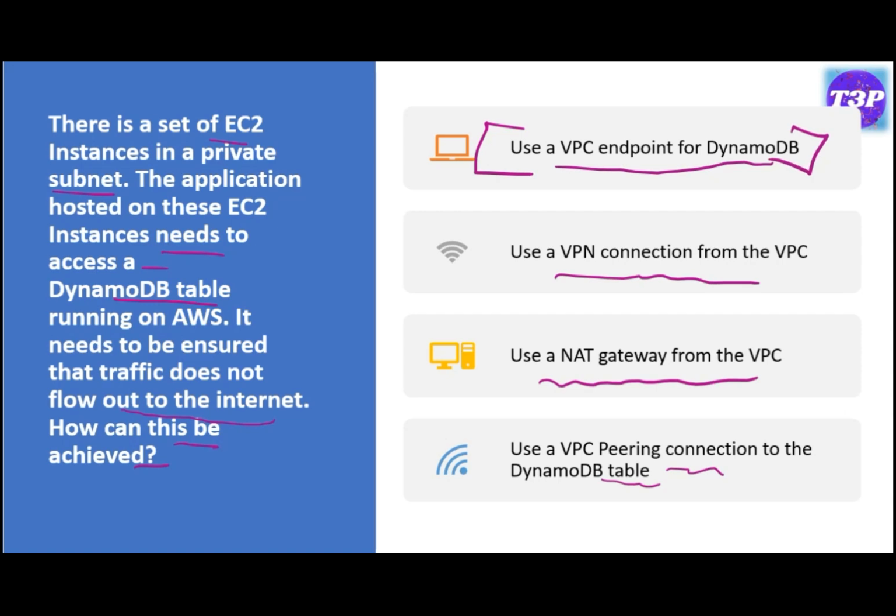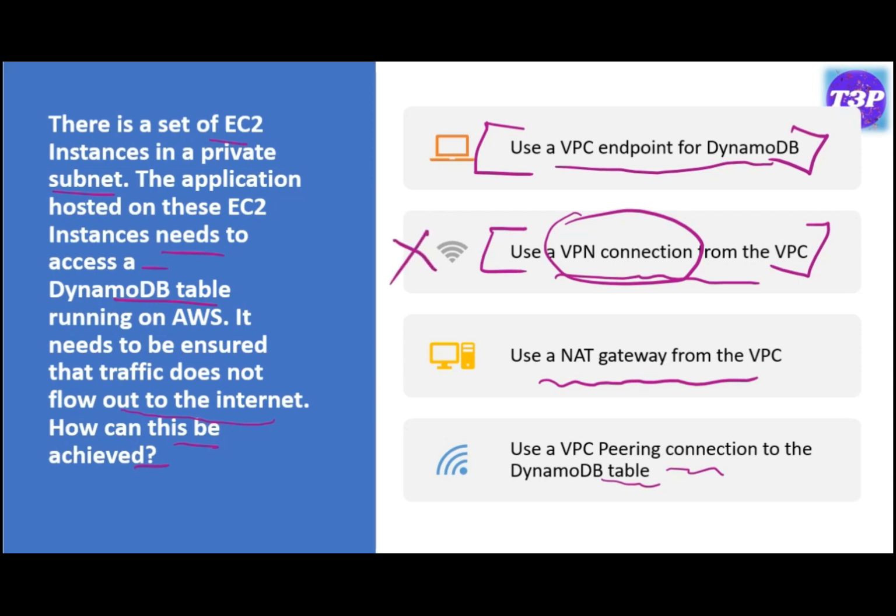Let's talk about the other options also to understand this question better. The option use a VPN connection from the VPC is not correct in this case, because a VPN connection is required to establish a connection between on-premises and the AWS cloud platform, right? So it will not help here to access the DynamoDB table. So this is not correct.